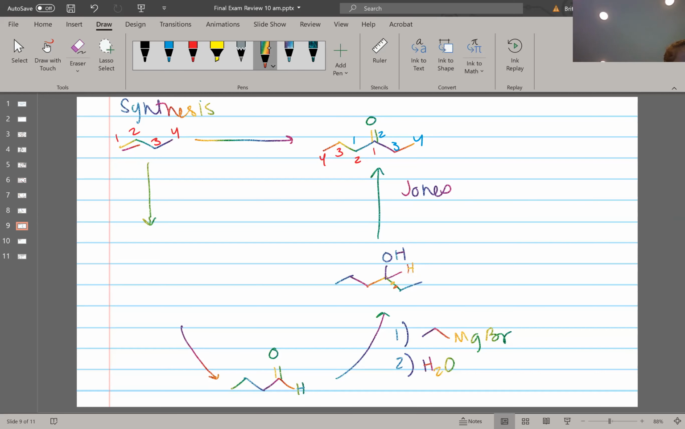Y'all are so close. You're really, really close. Could you add HOH across the double bond? Yeah, what functional group would that make? A primary alcohol? Yep.